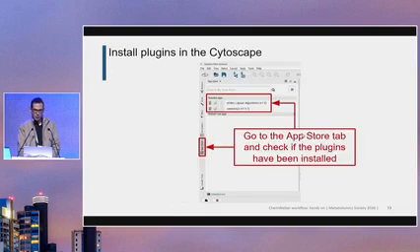You can go to the App Store tab on the left side of the window inside Cytoscape software and check if the plugins have been installed. You must see the two plugins correctly installed, and the box was checked automatically.